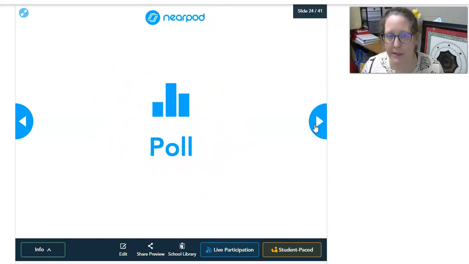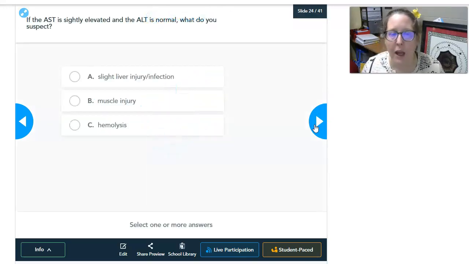I want you to think about this application for just a split second. If the AST is slightly elevated, so it's above normal, but the ALT is normal, what would you suspect? Would you suspect a slight liver injury or infection, a muscle injury, or hemolysis? Think on that one for a minute, and if you need to rewind and go back, the answer is in what we just talked about. AST is elevated, but ALT is normal. Which one of these would it be?